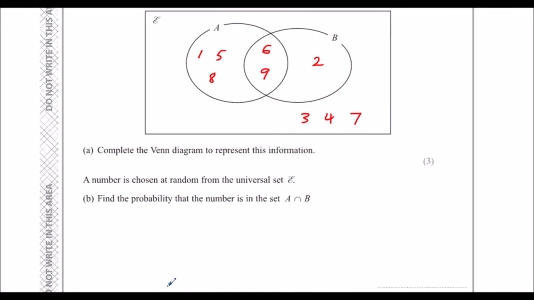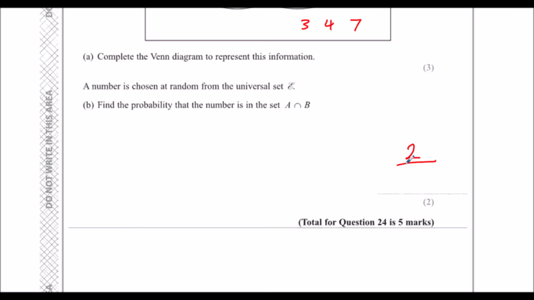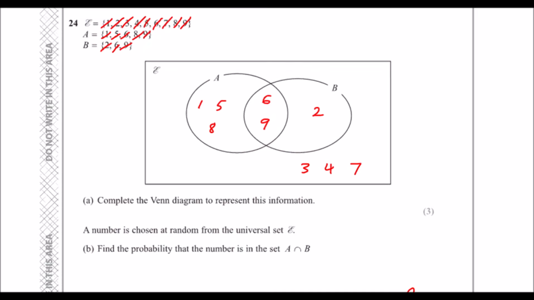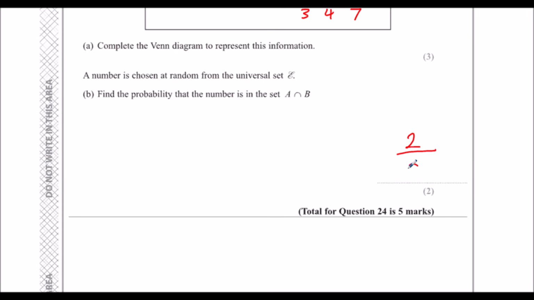So then the next question says a number is chosen from the universal set. So one of these numbers is chosen. Find the probability it's in the set A and B. This is the crossover bit, the bit in the middle. So this N means this crossover bit in the middle. So there are 2 numbers in the crossover bit out of 9 numbers in total. 1, 2, 3, 4, 5, 6, 7, 8, 9. So 2/9.